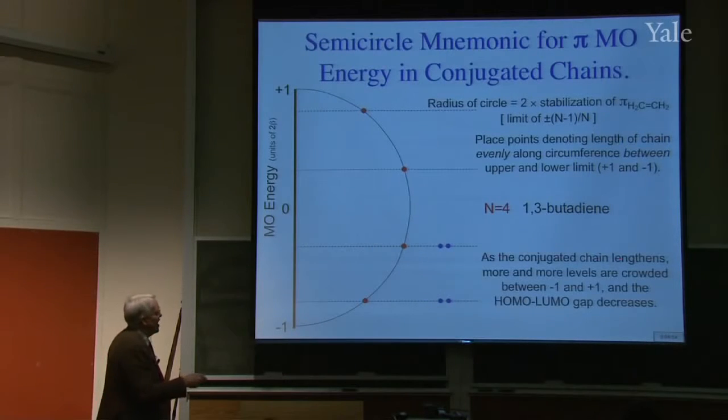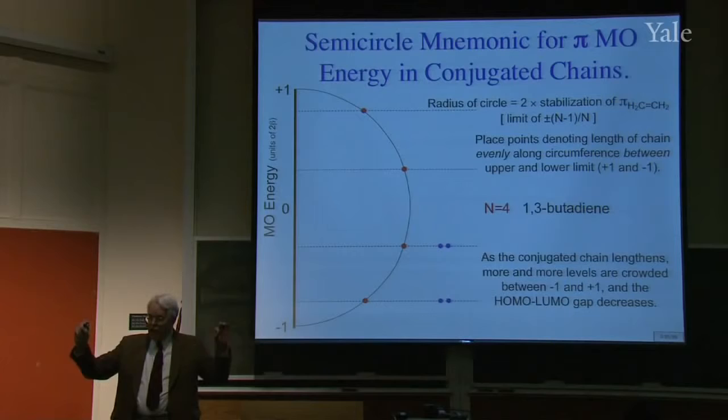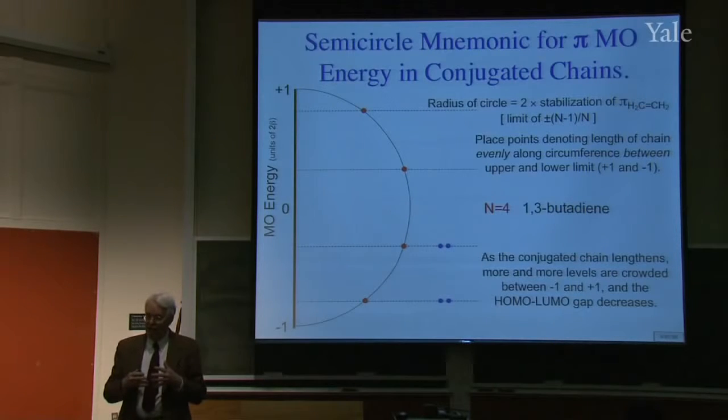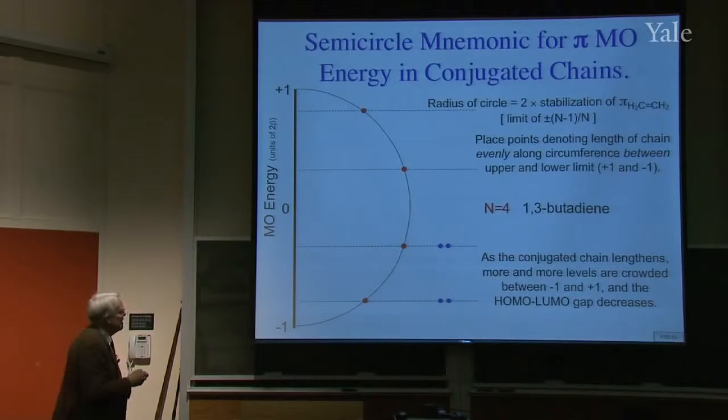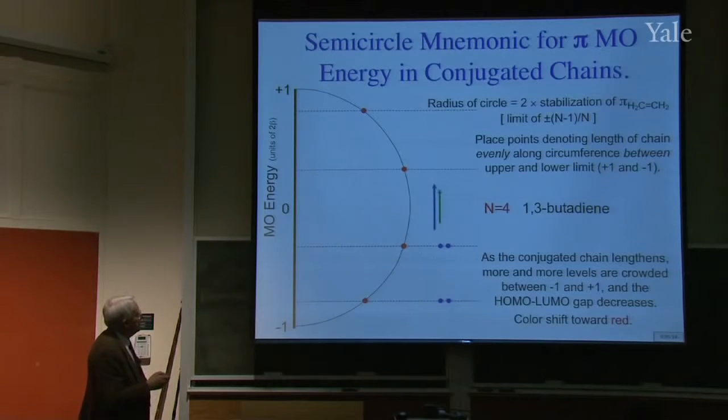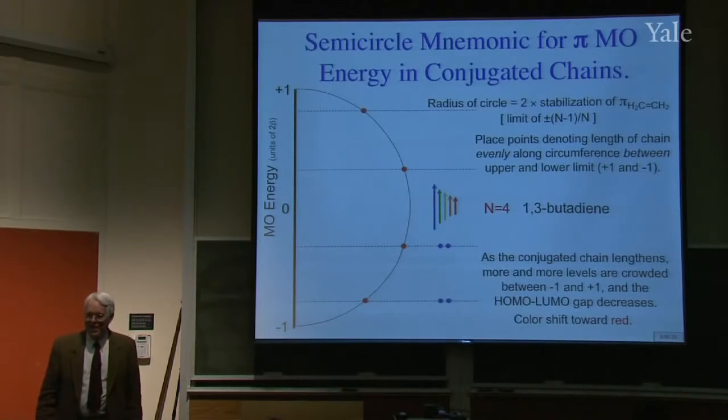So as the conjugated chain lengthens, more and more levels get crowded between the limits. So here's the limit of the lowest one, there's the highest one, and we're putting dots along here. But as we put more and more, longer and longer chain, we're going to crowd more and more energy levels between those two limits. So that means the HOMO-LUMO gap is going to decrease. So as we make it longer and longer, you'll have this gap, and then this gap, this gap, this gap, this gap, this gap. Why did I draw it like this? Why did I use those colors?